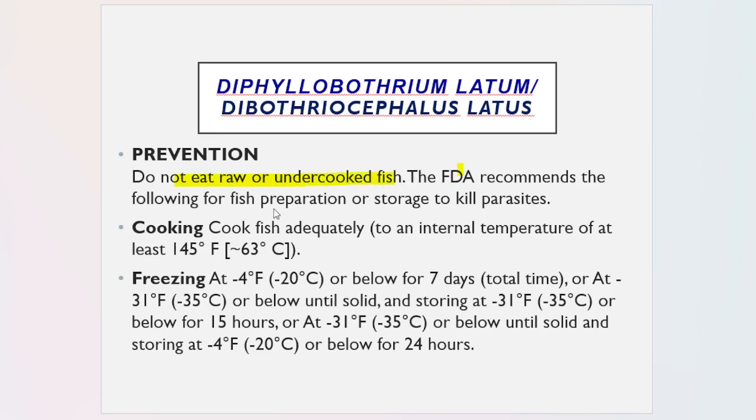The FDA recommends the following for fish preparation or storage to kill the parasite. So, cook fish adequately, at least 63 degrees Celsius. Okay? Freezing. Pag na-freeze daw yan, okay, so, that can also kill the plerocercoid larva.